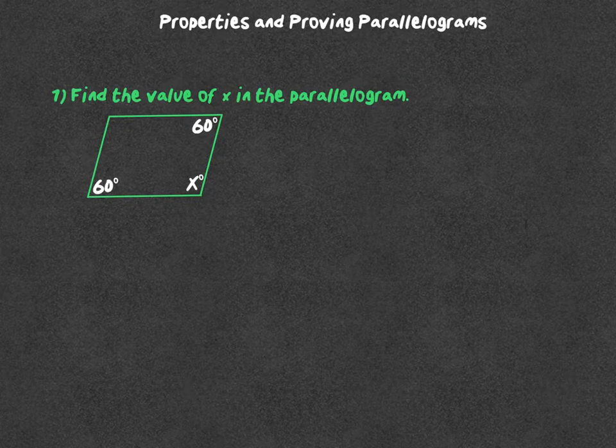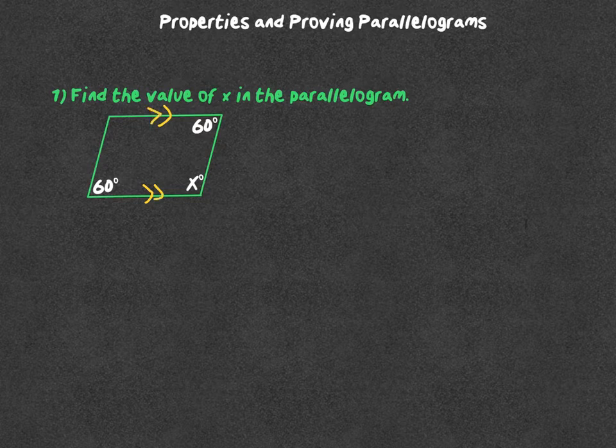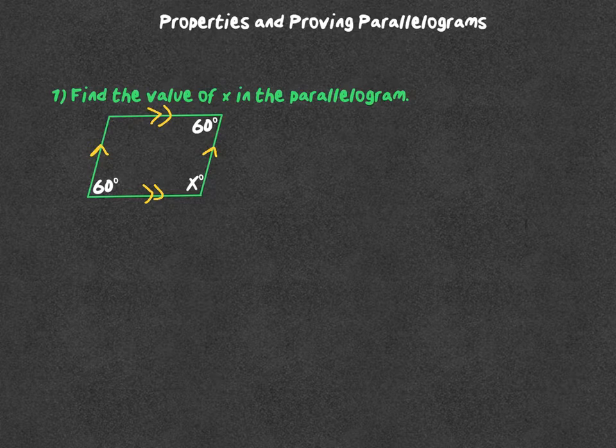Properties and proving parallelograms. For the first one, we're going to find the value of x in the parallelogram. So we know that this is a parallelogram, so these opposite sides are parallel. And in a parallelogram, the opposite angles are congruent. So x is also up here.